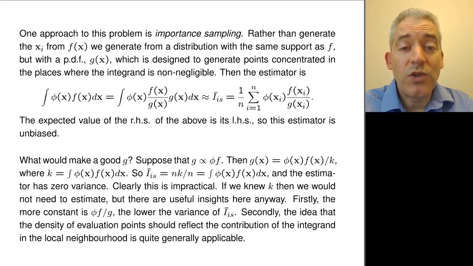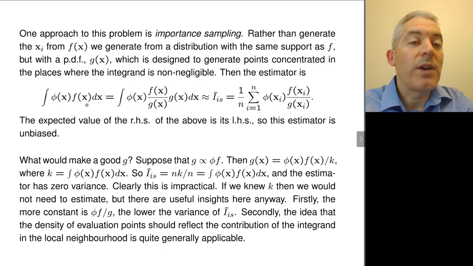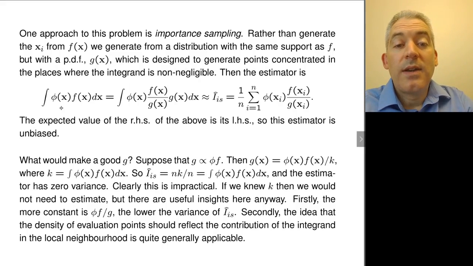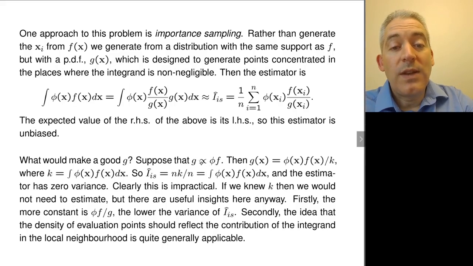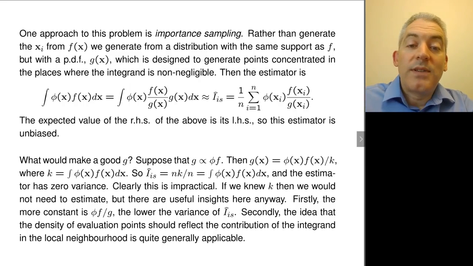So how would we choose g? Well, what we said was we really want to concentrate points where the integrand has mass, and so that would be the product of phi and f. So if we think about that, what if we could choose a g that was proportional to phi f? Then if you think about it, you actually get a zero variance importance sampling estimator.